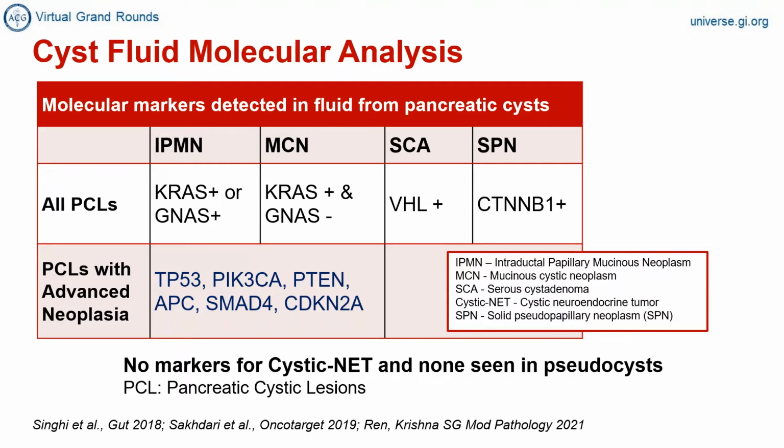Now, there is evidence showing a collection of a few mutations which point towards an IPMN or a mucinous cyst with advanced neoplasia. When I say advanced neoplasia, it's the presence of high-grade dysplasia or adenocarcinoma. And these mutations are listed here. It includes TP53, PIK3CA, PTEN, APC, SMAD4, or CDKN2A.